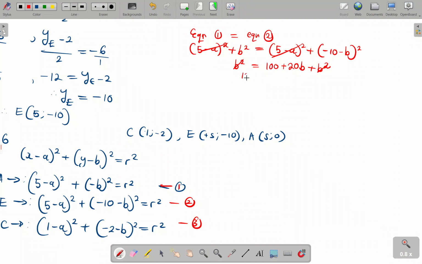Take this to the left, you have 100 is equal to negative 20, a positive 20. And then divide by 20. Divide by 20. I think this is 5. 20 is giving 5, guys. 100 divided by 20 is 5. Okay. 100 divided by 20 is 5.